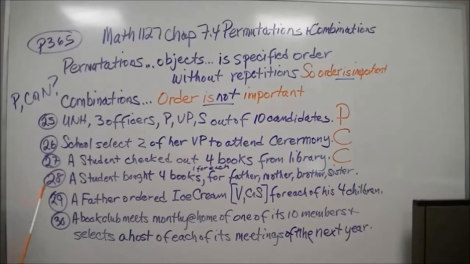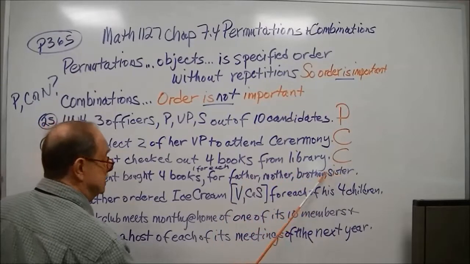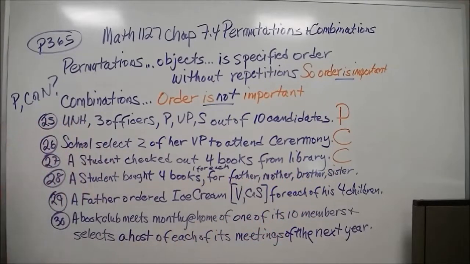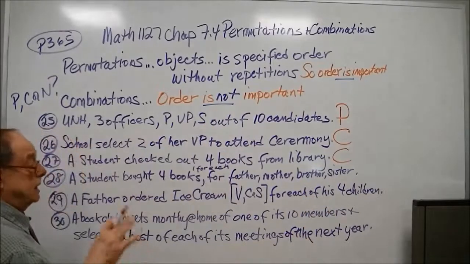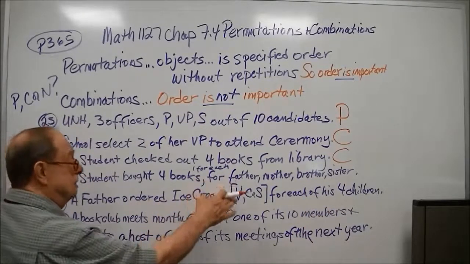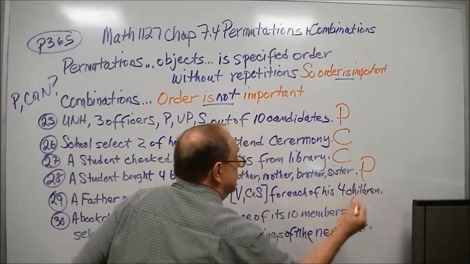Now for number 28, a student bought 4 books, 1 for each of these family members: a father, a mother, a brother, a sister. So for something like this, is order important? And the answer is no. Or wait a minute, order is important. Father, mother, brother, sister. So order is important. And that's a permutation.